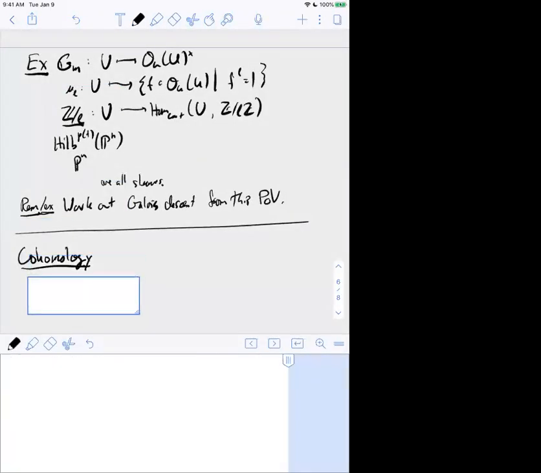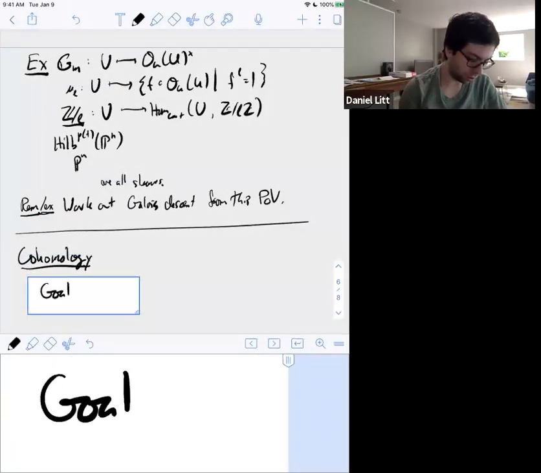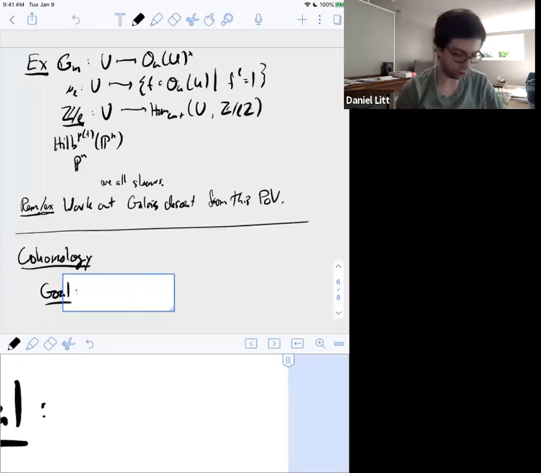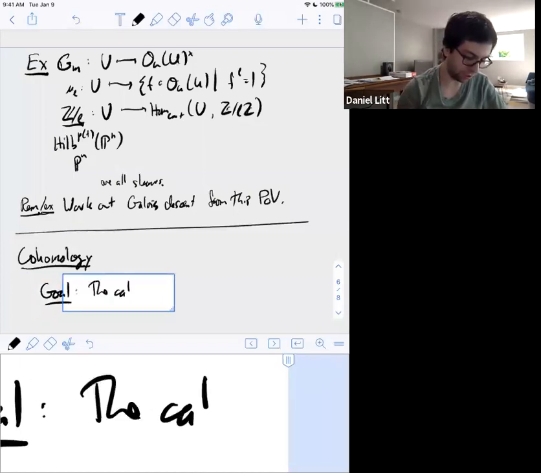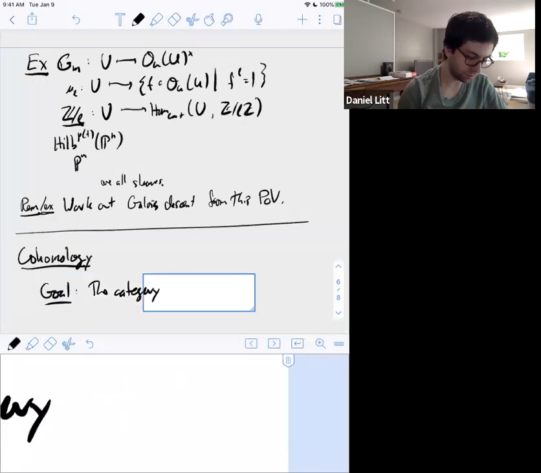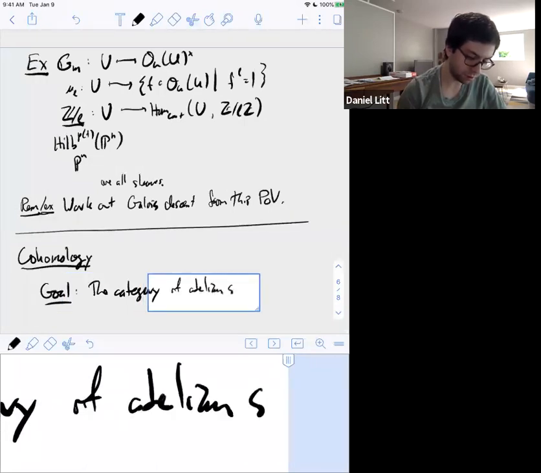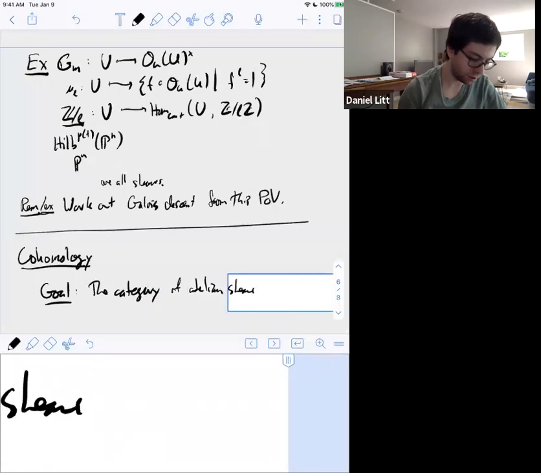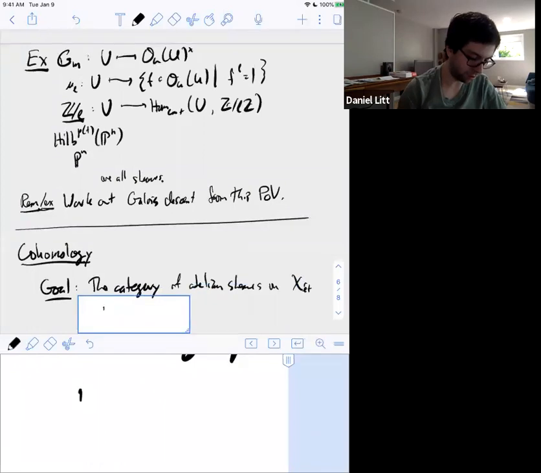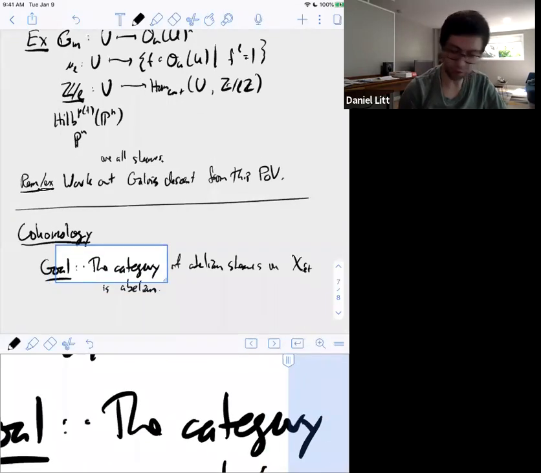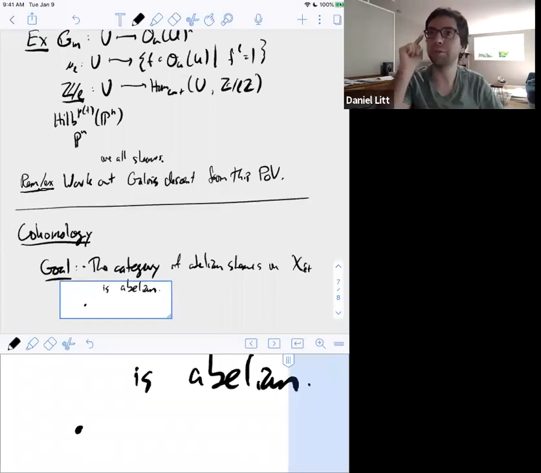Yeah, so we need two things. Part one is that the category of abelian sheaves on X étale is in fact abelian. So that's step one. And then step two is we need one more thing about it. Can anyone remind me what that was?